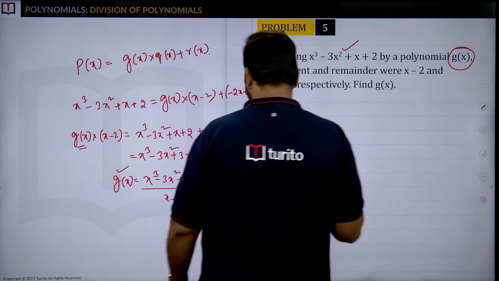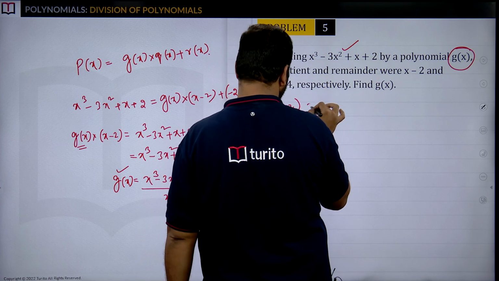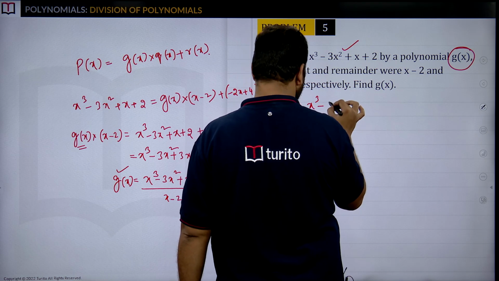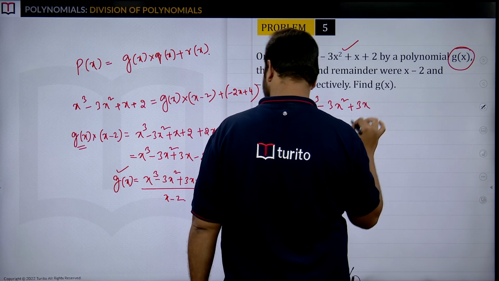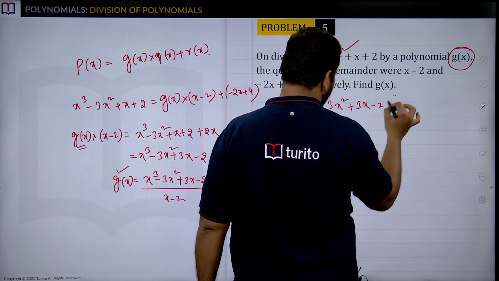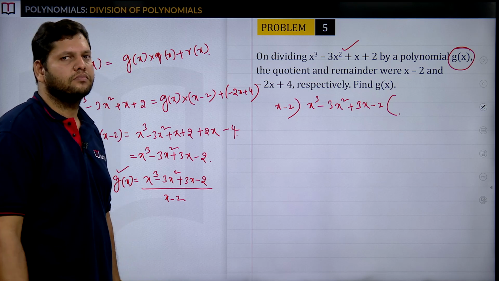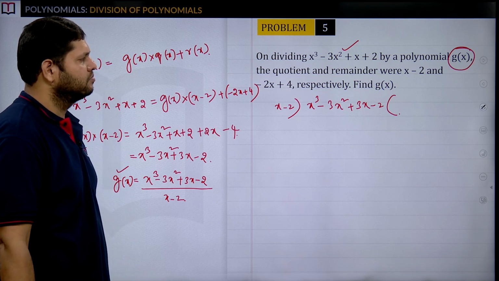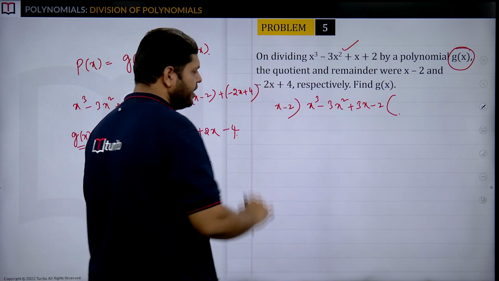Okay, now children, I am dividing x power 3 minus 3x square plus 3x minus 2 by x minus 2. Now children, this is what? X power 3, and this is what? X.